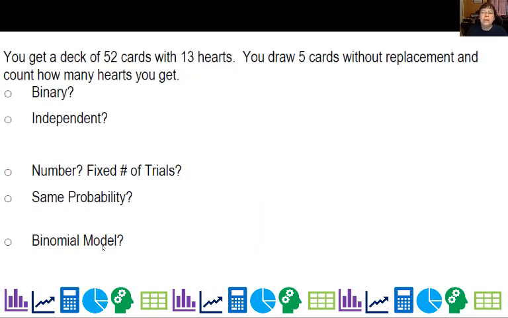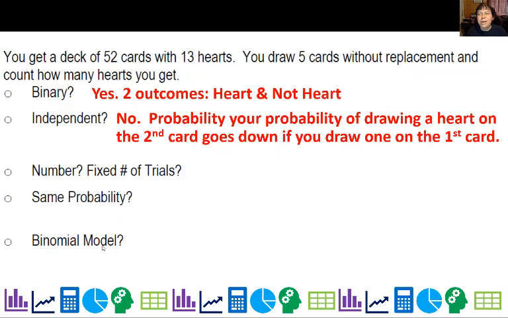So let's say you get a deck of 52 cards with 13 hearts and you draw 5 cards without replacement and count how many hearts you get. All right, so binary. Sure, it's either hearts or not heart, right? And we're going to do independent.